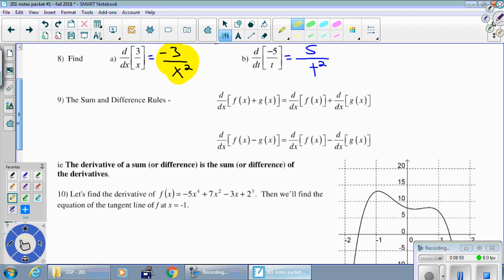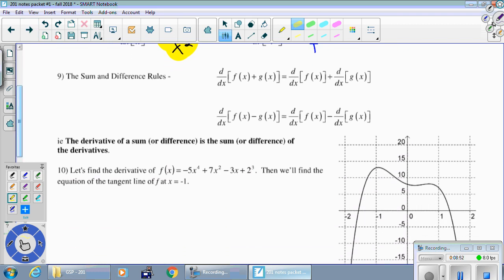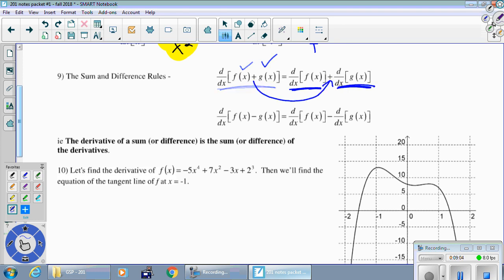Okay, number 9, sum and difference rules. Okay, they look like a mess, but they're actually some of the nicest derivative rules you will meet. If you want to take a derivative of the sum of 2 functions, you can take the derivative of the first function and take the derivative of the second function completely separate, and then add up your 2 final answers at the end. Subtraction works just as nicely. Take a derivative of the first guy, derivative of the second guy, and subtract them when you're done. So in English, the derivative of a sum or difference is the sum or difference of the derivatives.